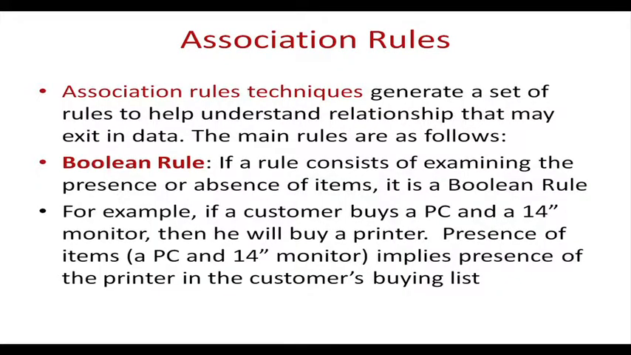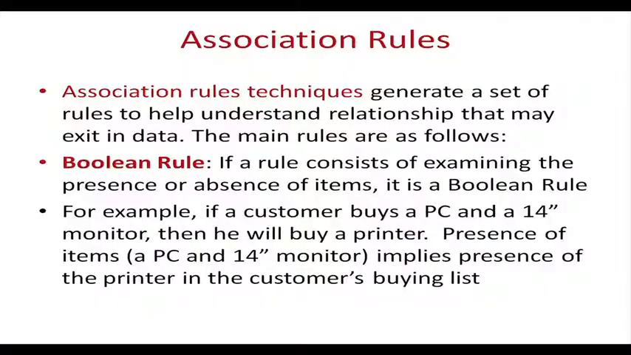The most common rule is the Boolean rule. If a rule consists of examining the presence or absence of an item, it is a Boolean rule, whether it is required or not. So for example, if you have identified 6 input variables, whether all the 6 input variables are important or only some of them are important. So you need to identify those critical variables which are going to predict, and you can even leave out those which are insignificant and do not critically relate to the output, right.